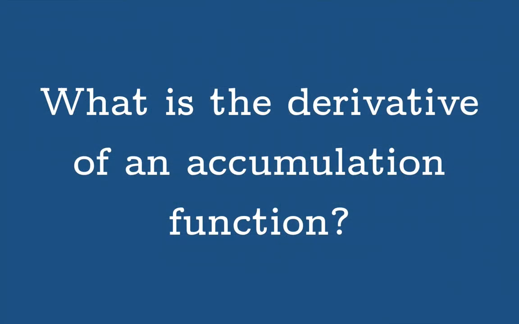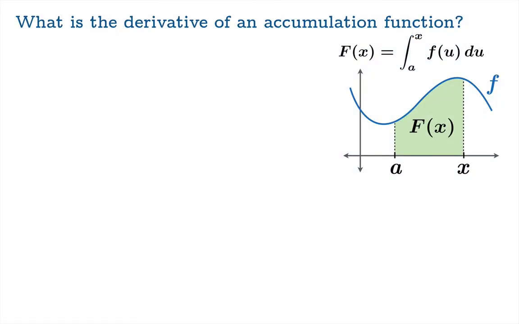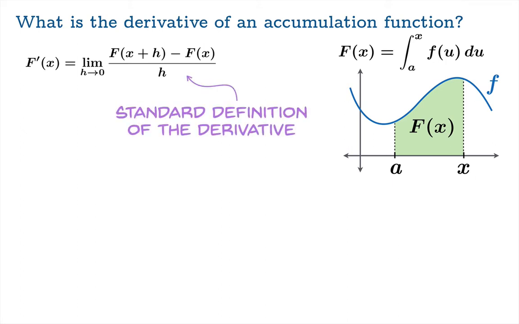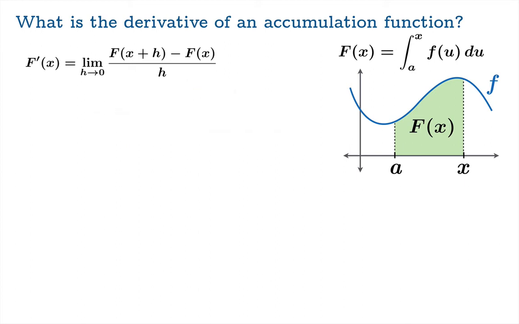So we are going to answer the question, what is the derivative of an accumulation function? Here's our setup in the form of a picture, giving us the meaning of capital F evaluated at an argument x as signed area. And now we're going to take the derivative of this accumulation function. This is the standard definition of the derivative. We're going to set up a secant slope, and we're going to look at the limit of this as h goes to 0. So that's standard stuff right there.